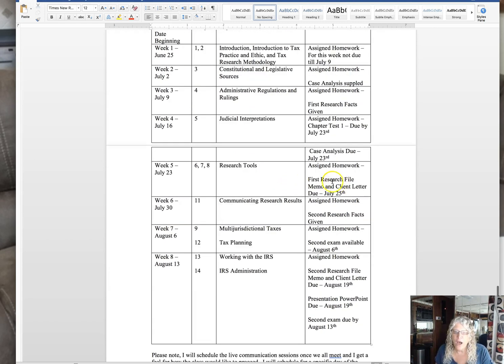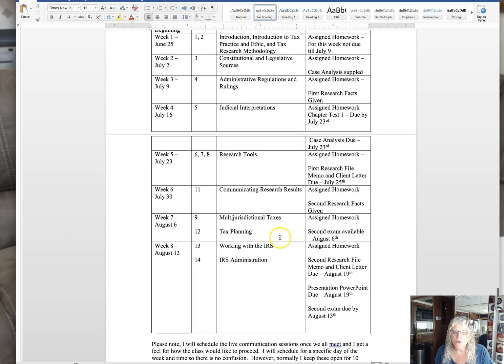After that, you notice the first research file memo and client letter is due July 25th. I would advise you, if you get a chance, at least go to chapter 11 in your textbook. It will give you some guidelines on what I'm looking for. It actually gives you a sample file memo and a sample client letter. The second exam will be available on August 6th. It is due by August 13th, so I'm leaving it open for 7 days. The second research memo and client letter is due August 19th.